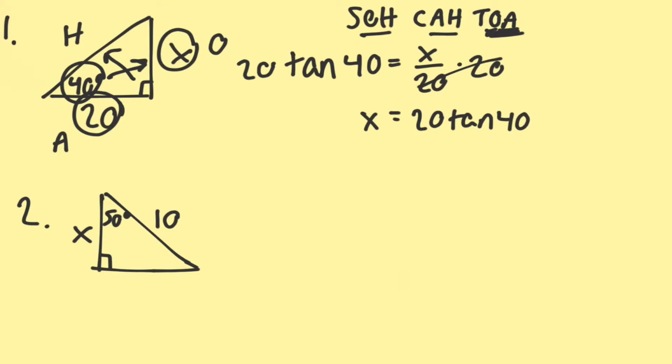Just make sure that your calculator is in degree mode, so go to mode and then degree. And once you do that once, you shouldn't have to do that again. And when you plug that into the calculator, you end up getting 16.78.